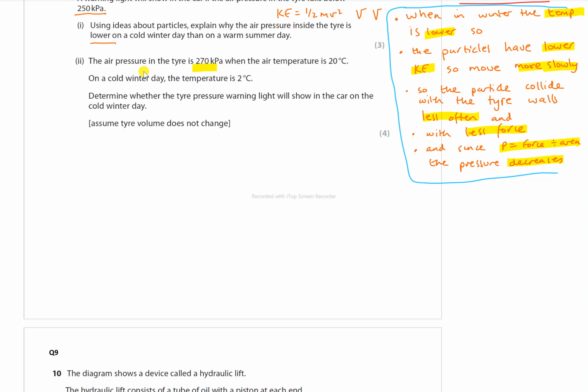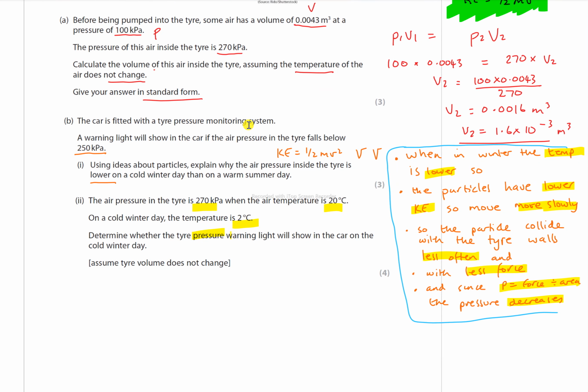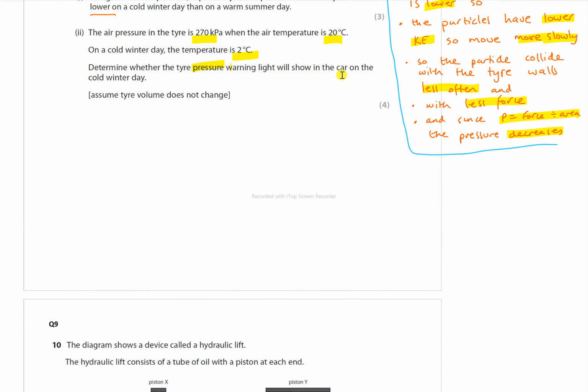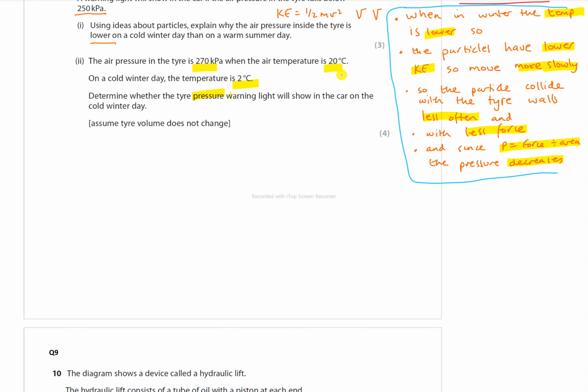The air pressure is 270. The air temperature is 20. When the air temperature is 20, what is the pressure? So they're looking at this formula. Okay, P1V1 equals P2V2. Right, so let's just simply do that. There's no big deal. P1V1 equals P2V2. P1 is 270.